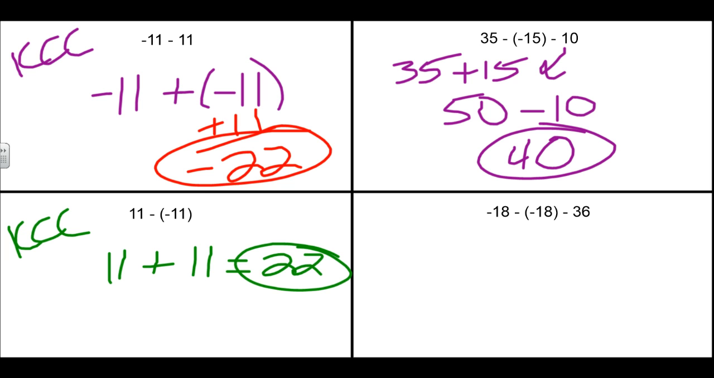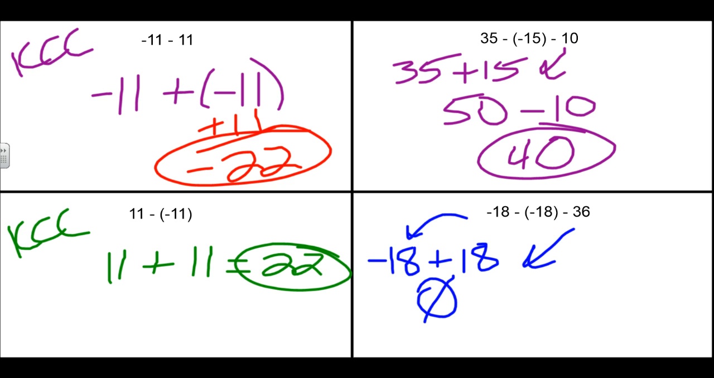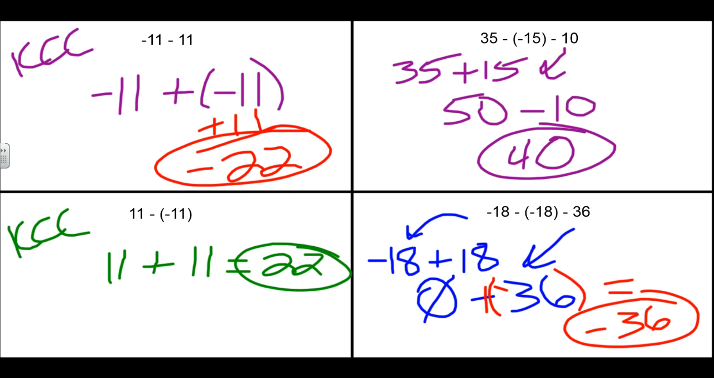And finally, for the last one, negative 18 minus negative 18 becomes negative 18 plus the opposite of negative 18, which is a positive 18. Any number plus its opposite is 0, so we end up with 0 minus 36, which once we use our add the opposite or keep, change, change becomes 0 plus the opposite of 36, which is negative 36. So negative 18 minus negative 18 minus 36 is equal to negative 36.